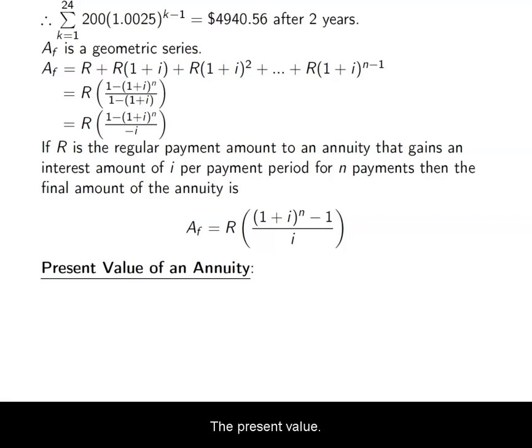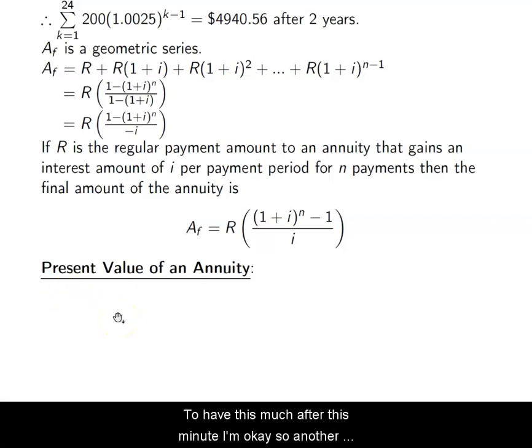So present value is a little bit different. It's kind of like saying how much would I have to pay right now into this annuity, right, into the savings that I have, in order to only have to put in this much per month to have this much after this amount of time.